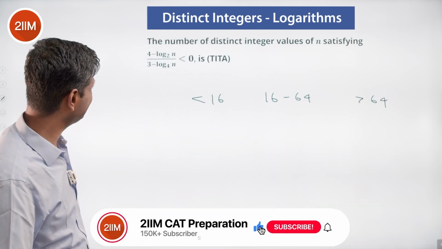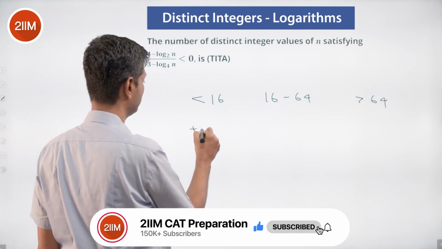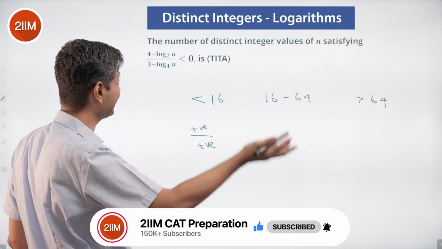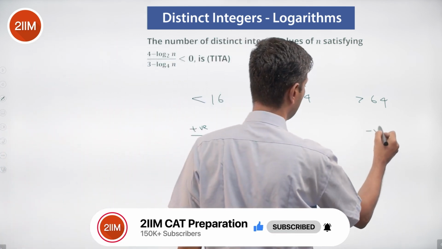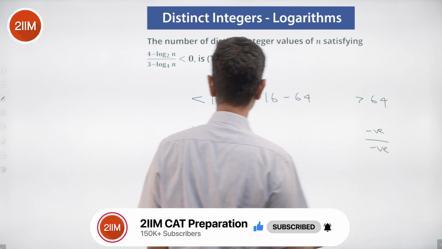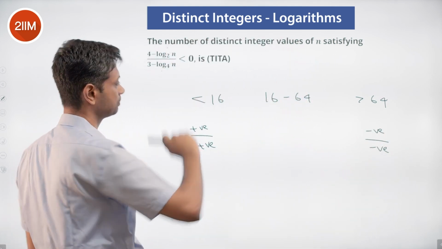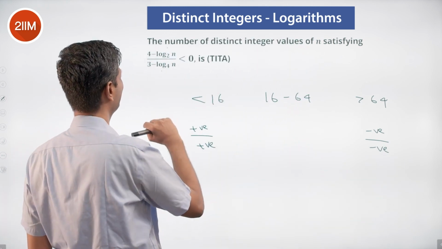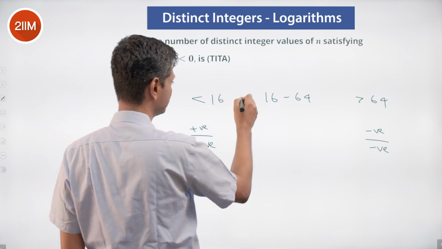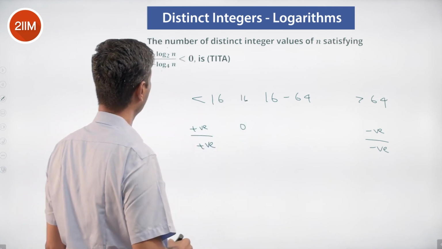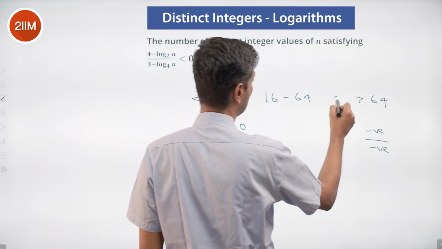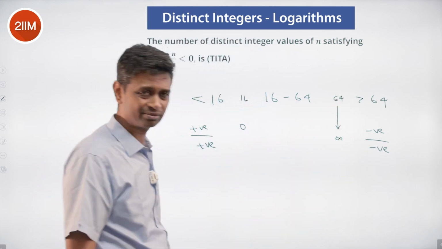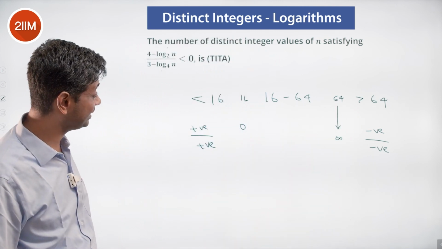Nice. Less than 16, this is positive by positive. Greater than 64 will be negative by negative. This is negative, this is definitely negative. What happens at 16? At 16, this goes to 0. What happens at 64? At 64, this goes to infinity or undefined. So, it is less than 0.